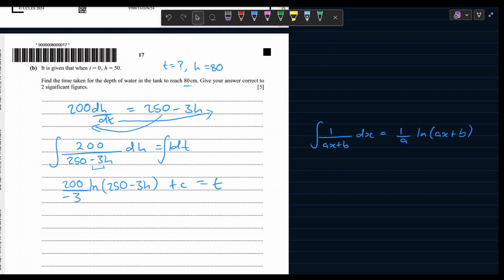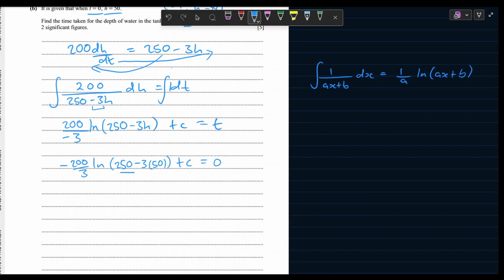Okay. And to evaluate our constant of integration, we can use this information. t is 0 when h is 50. So that means negative 200 over 3 ln of 250 minus 3 times 50, plus c is equal to 0.